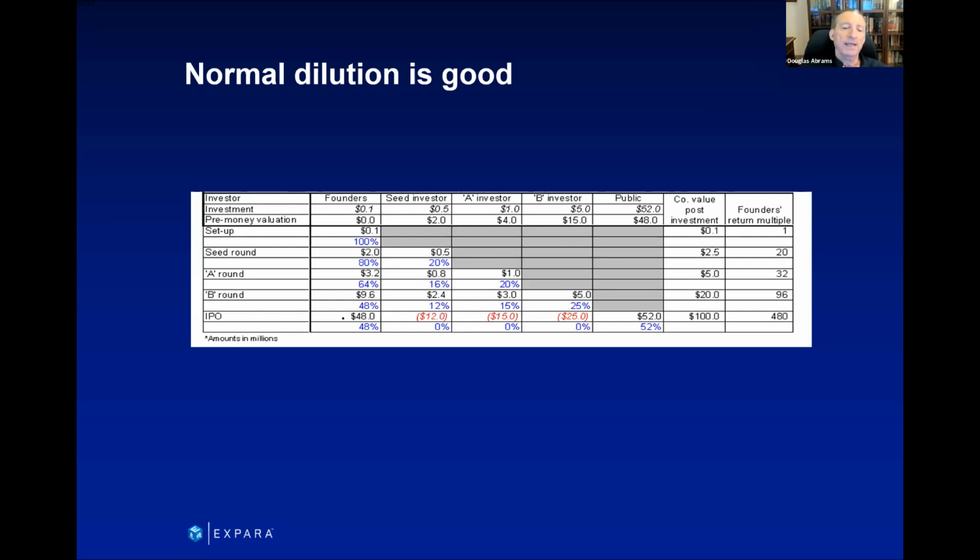So in this case, when the company is ultimately sold at $100 million, we see that the founders' $100,000 is now worth 48 million. The seed investors' $500,000 is now worth 12 million. Series A investor 1 million is worth 15 million, and so on. So everybody wins because of what? Because multi-stage equity funding raised, accompanied by dilution, but normal dilution.